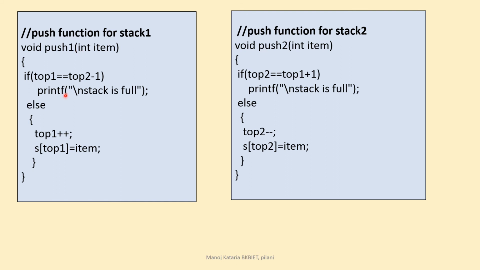Otherwise, during the push operation onto stack 1, first of all top 1 is incremented so that it points to the next memory space, and after that we add the item onto the stack. Similarly, if we want to push an item onto stack 2, again we check whether the stack is full or not. If top 2 equals top 1 plus 1 or top 1 equals top 2 minus 1, then we can say that the stack is full. We just print a message that the stack is full. Otherwise, during the push operation, top 2 is decremented so that it points to the next memory space, and we add the item onto stack 2. Here top 1 is incremented. So this is about the push function for stack 1 and stack 2.